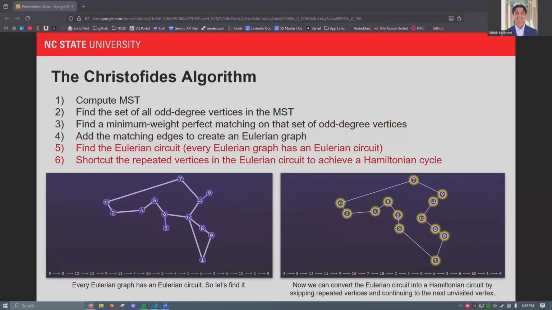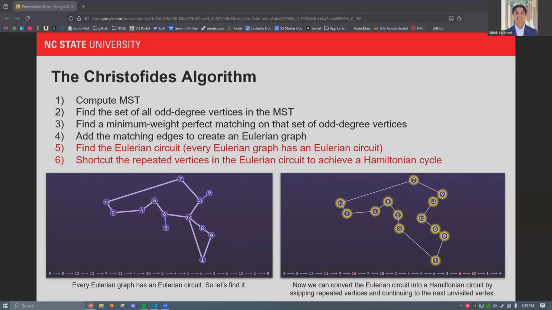Okay, and now we'll find the Eulerian circuit, since we know that every Eulerian graph has an Eulerian circuit. The image on the left shows an Eulerian circuit starting and ending on 0. The image on the right represents our final step, which is to shortcut the vertices that are repeated in the Eulerian circuit. Now, since we know our weights are a metric and satisfy the triangle inequality, this will not increase the overall path length. So every time we reach a repeated vertex, we skip over it to the next unvisited vertex in the Eulerian circuit to ultimately construct a Hamiltonian cycle starting and ending on the same vertex.